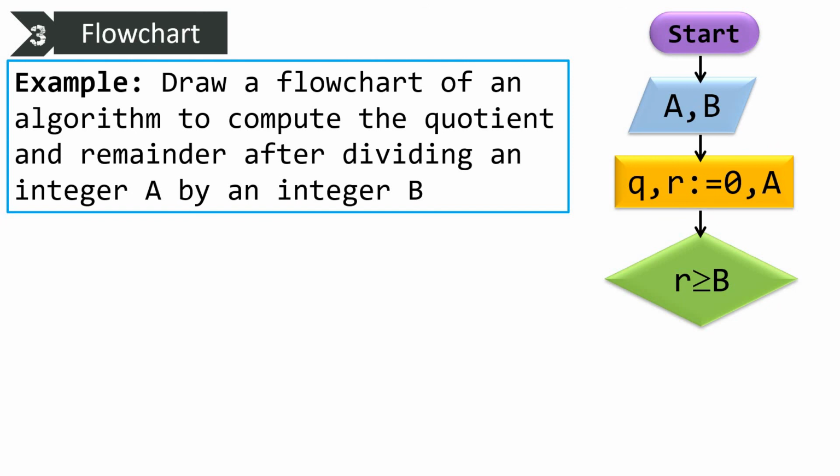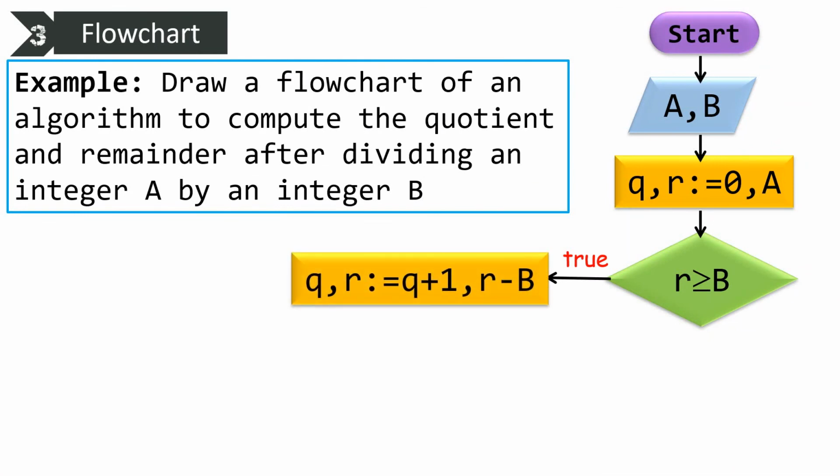A diamond-shaped box has two outgoing arrows, one for true and another for false. First, we will go along the true direction. If the condition r greater than or equal to b is true, then I place another rectangle with an assignment statement q, r := q plus 1, r minus b, and an outgoing arrow which takes the control back to the diamond, which is the condition.